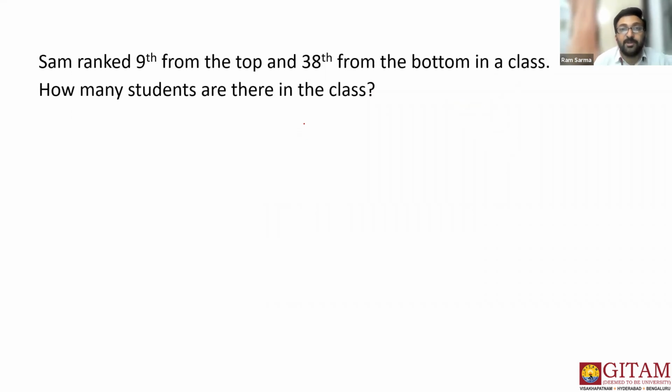Sam ranked 9th from the top and 38th from the bottom in a class. So Sam is the name of a person. Sam ranked 9th from the top. As Sam is ranked 9th from the top, there should be 8 members present ahead of Sam. And 38th from the bottom, so there should be 37 members present next to Sam. So how many students are there in the class? In order to make our work easy, let us add these numbers first. 8 plus 37 gives you 45 plus 1, 46.